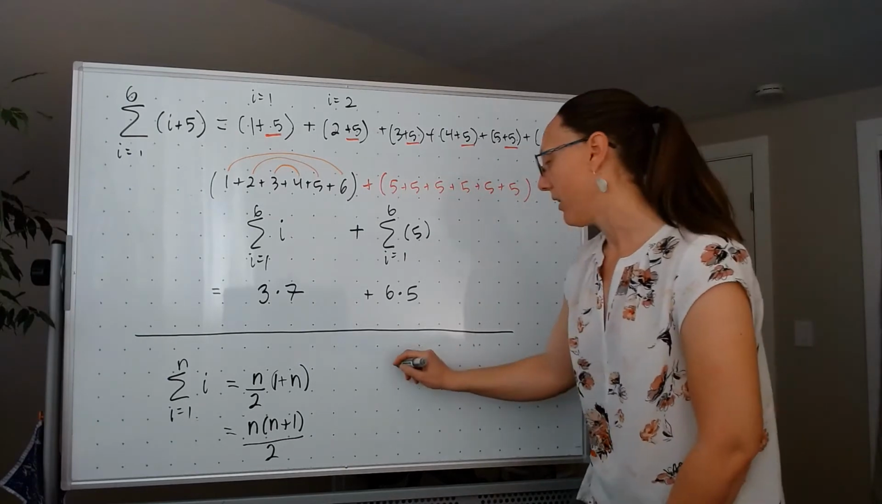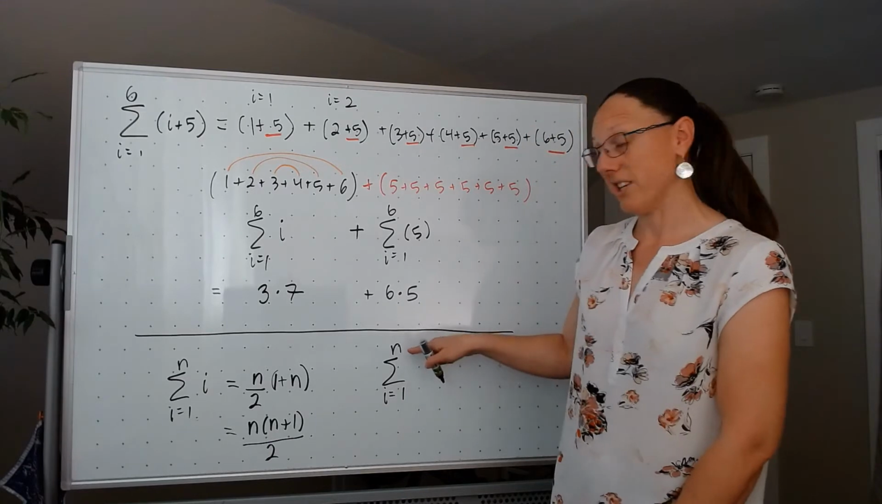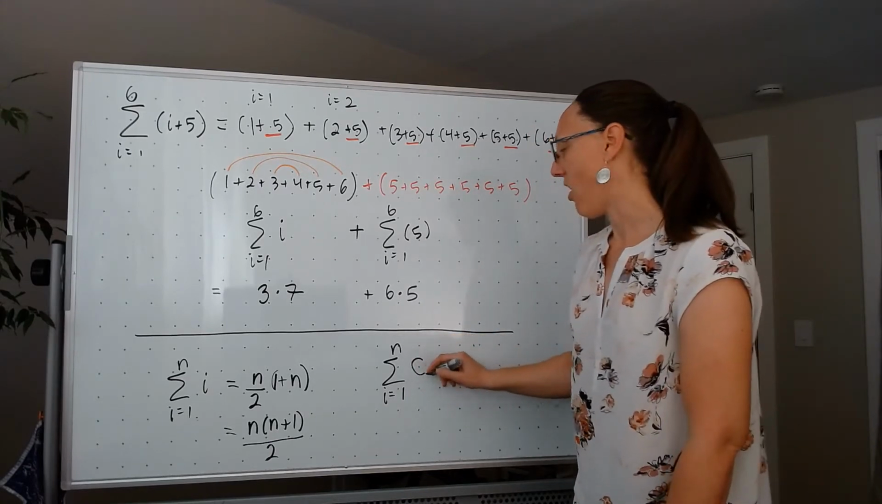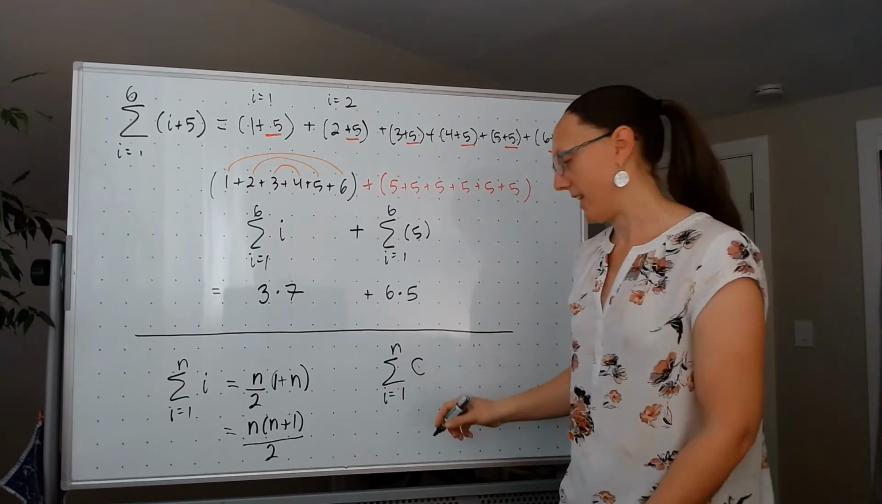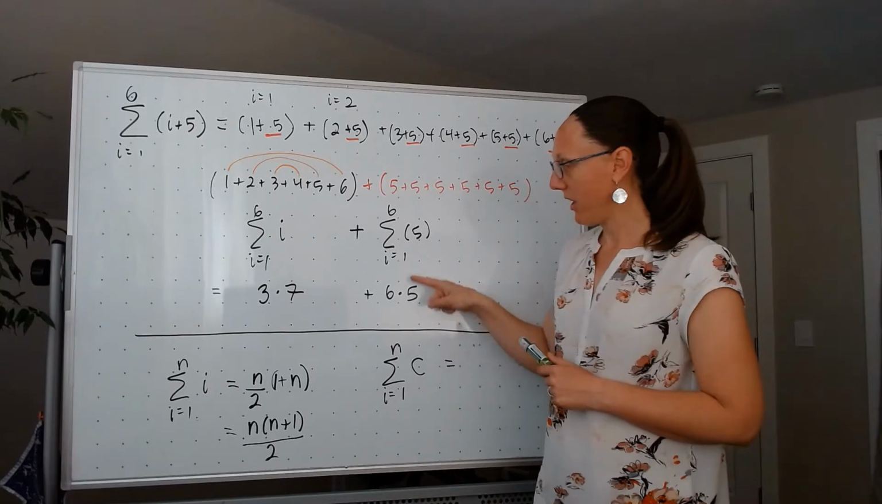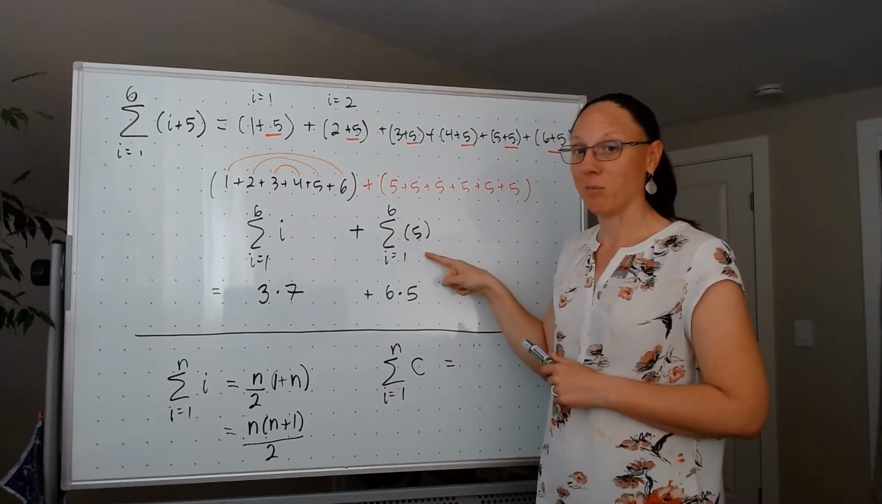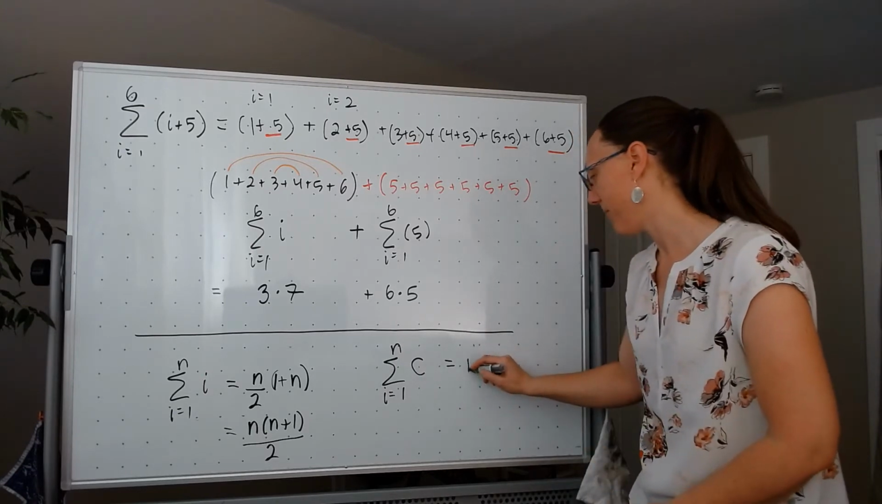This one over here, I could say we were going from 1 to n of a constant. In our case, the constant was 5. But the formula for this, our shortcut version, is that we end up with n times 5, or n times c.